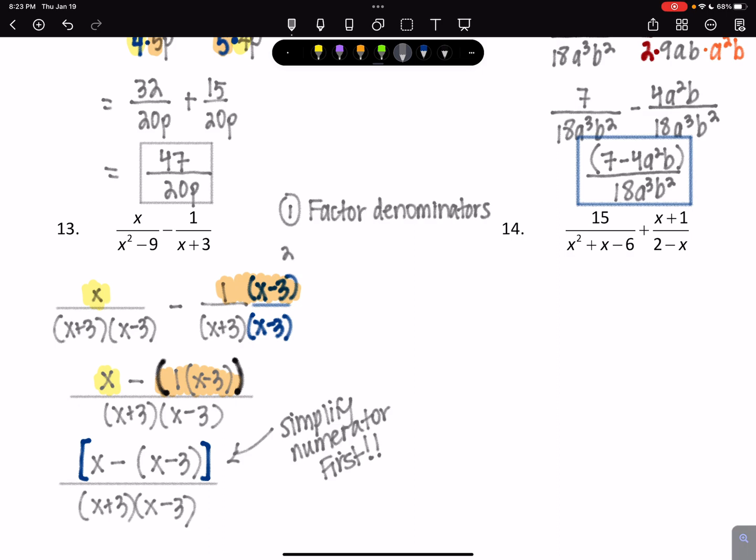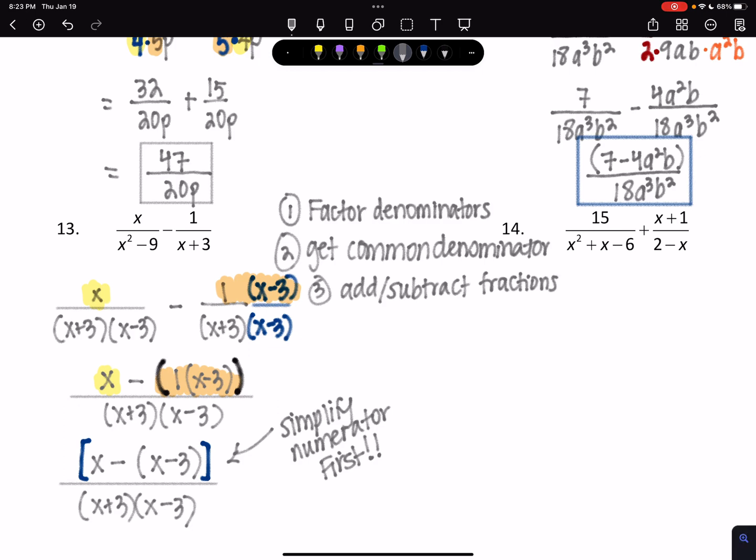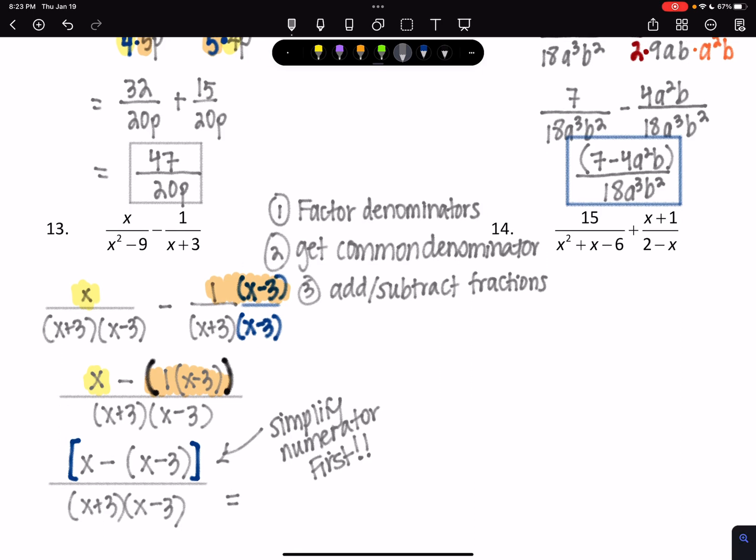So we factor the denominators, we get a common denominator. And then our third step is to either add or subtract our fractions, the way that we were taught long ago when we learned how to get those common denominators. Now, I'm going to simplify that numerator. x minus x is 0, and then this negative 3 is a positive 3. So I have a 3 in the numerator, and in the denominator I have (x plus 3)(x minus 3).